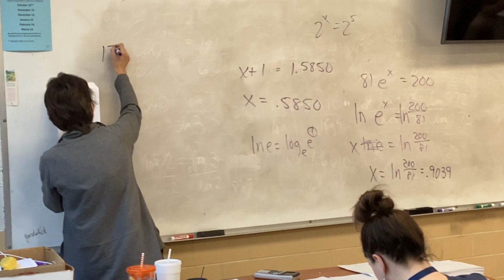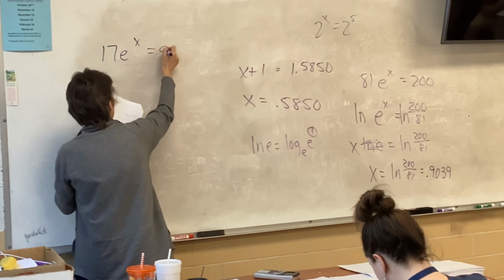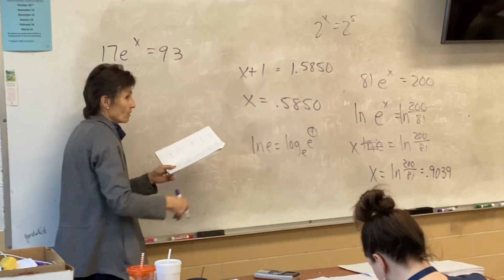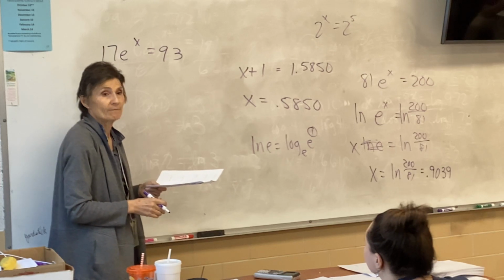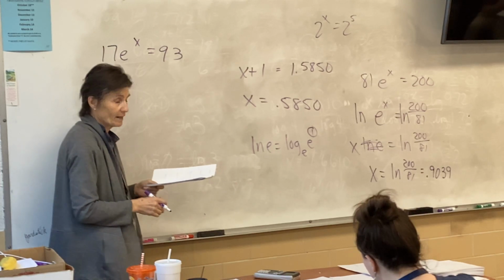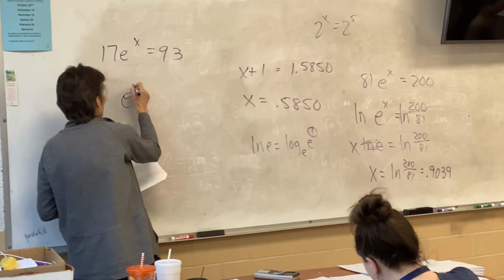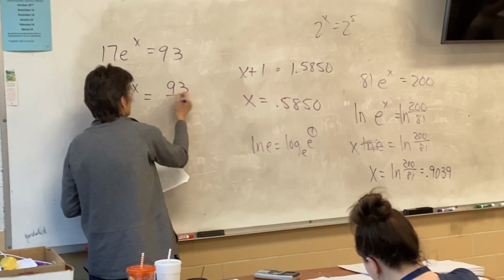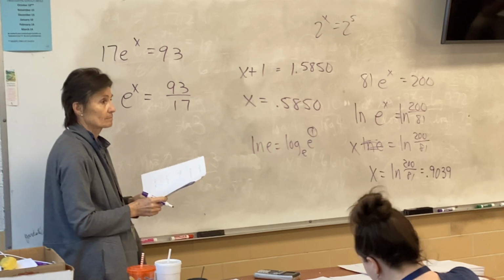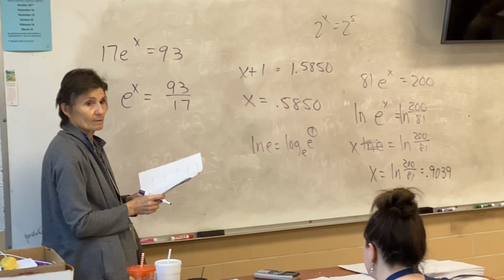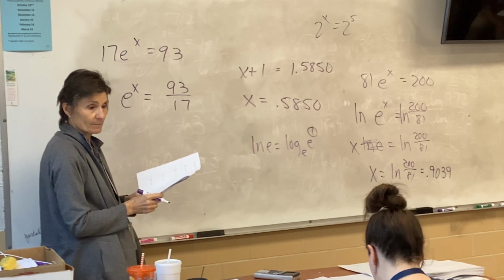What are we gonna do first? Take a look at this one, think about all the things that we've done so far. What's the first thing we're gonna do? We're gonna divide, right? So e to the x equals 93 over 17. Right?